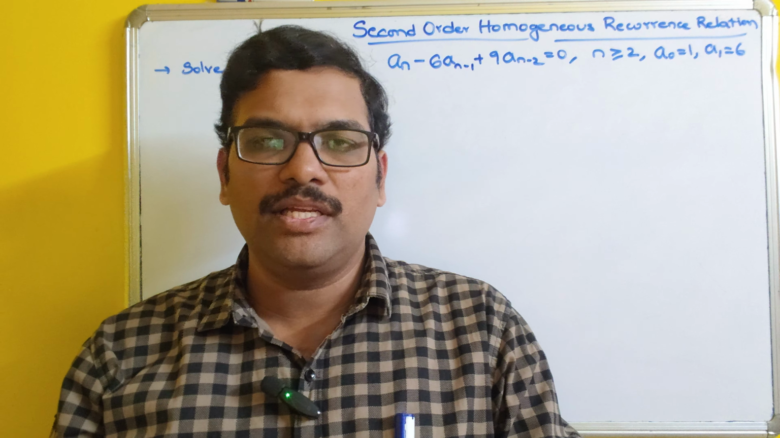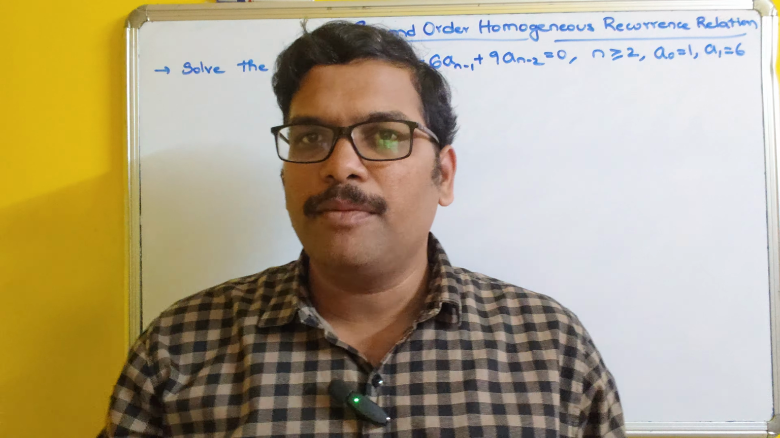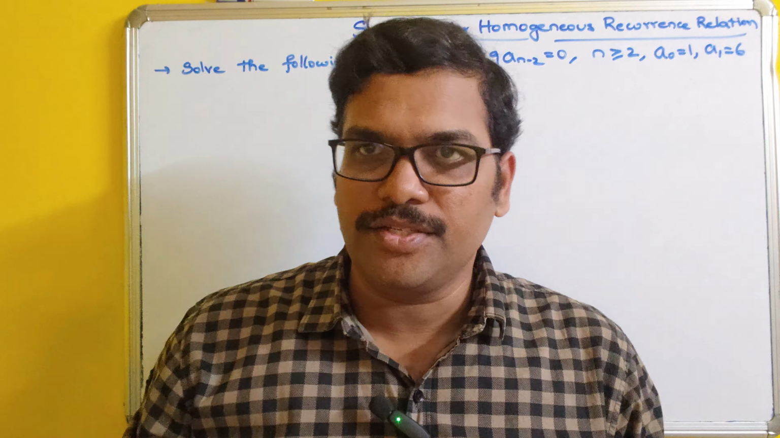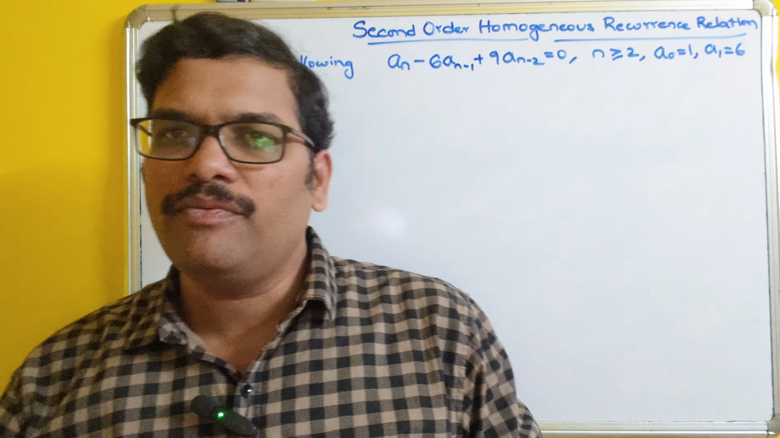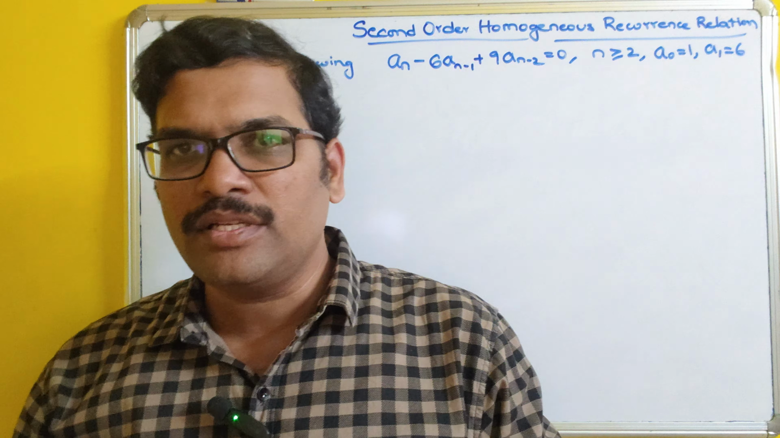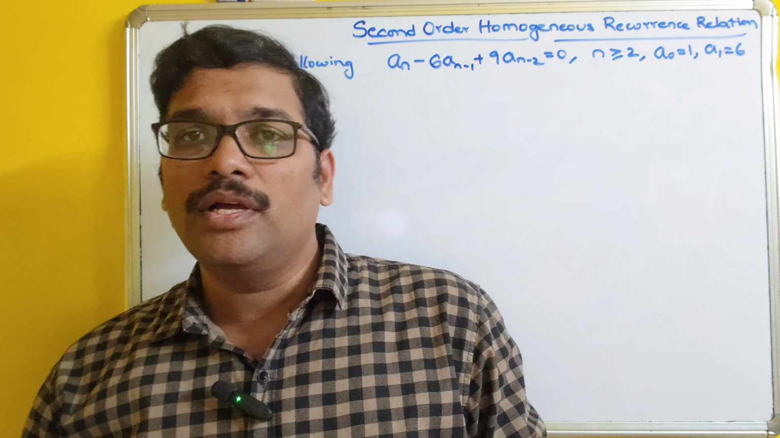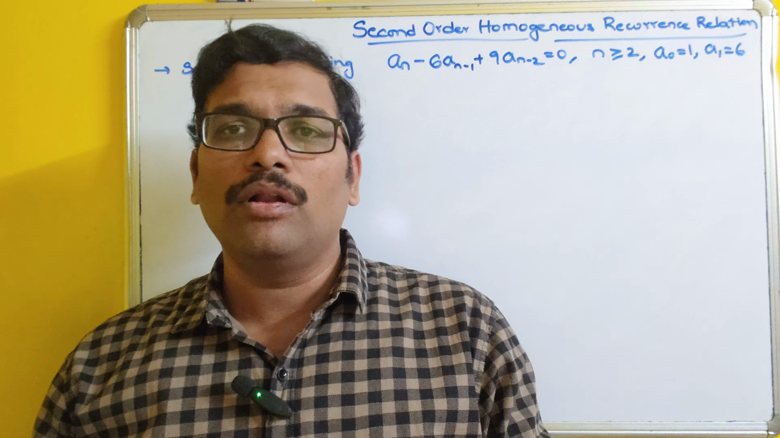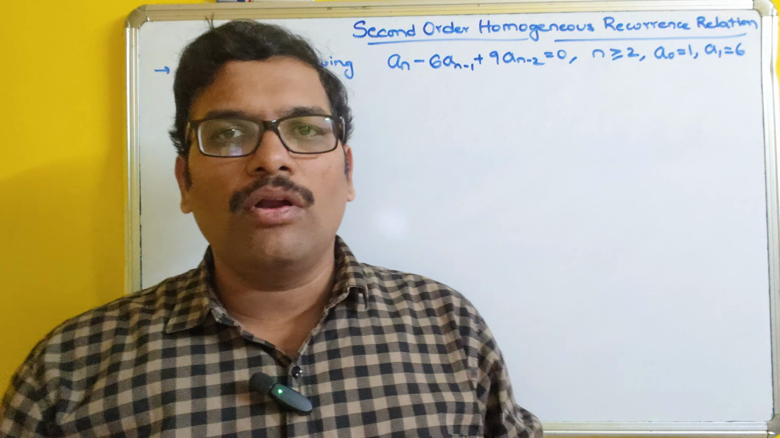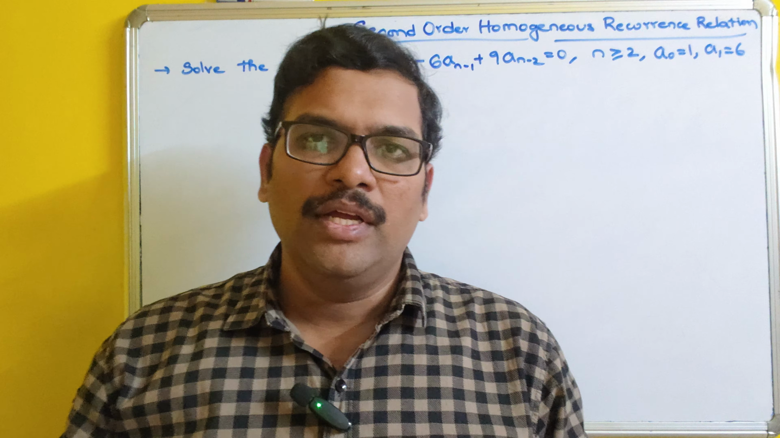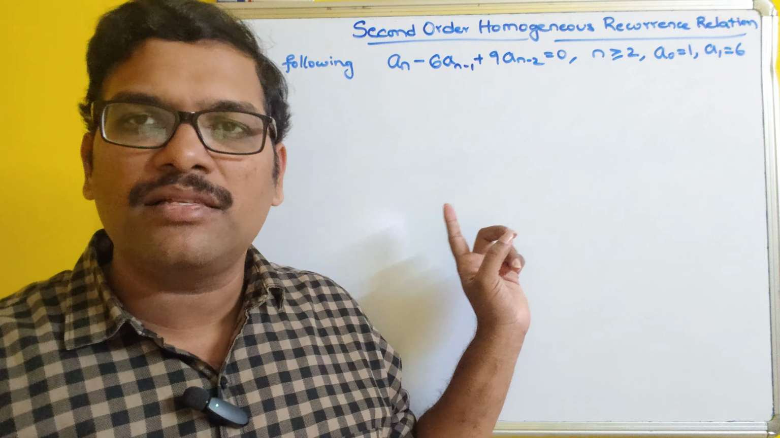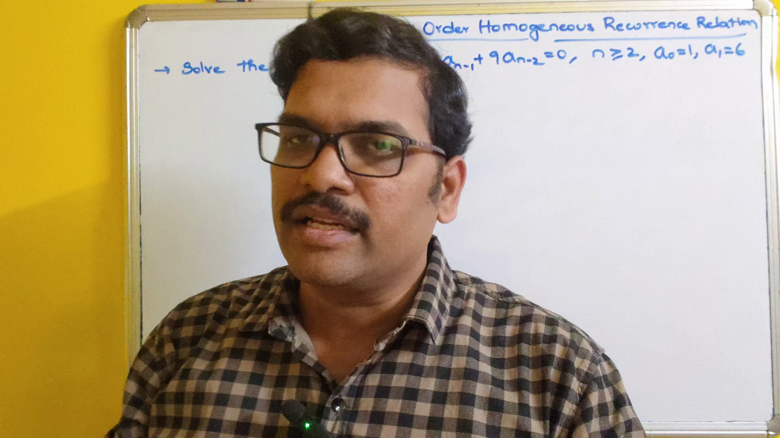So in today's session we'll see one more concept in discrete mathematics, that is how to solve the second order homogeneous recurrence relation. In our previous session we have seen what a recurrence relation is, what the different types of recurrence relations are, and also we have solved two problems, one on a first order recurrence relation and the second one on a second order homogeneous recurrence relation. So today, without delay, we'll solve one more problem on the second order homogeneous recurrence relation.